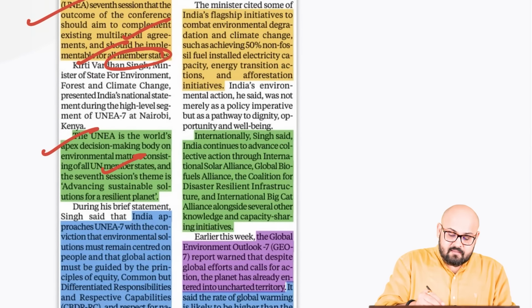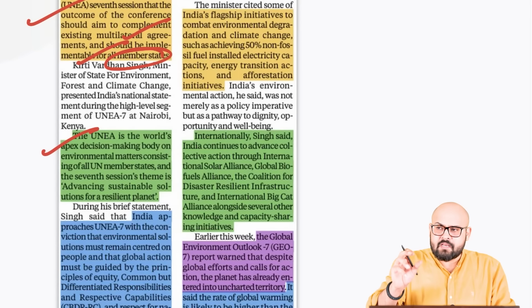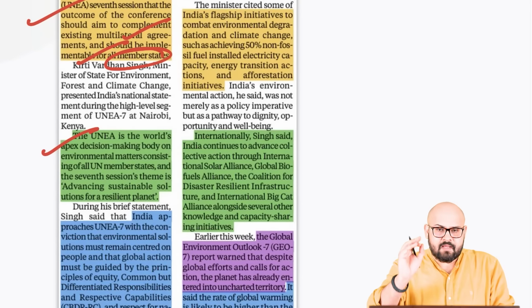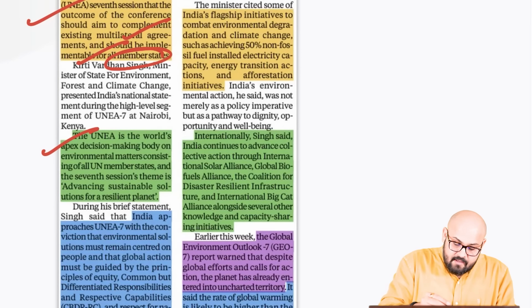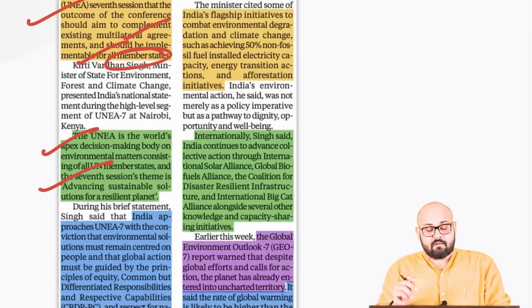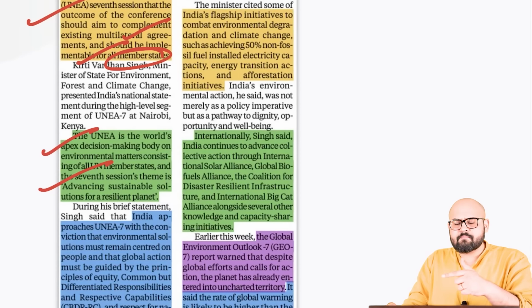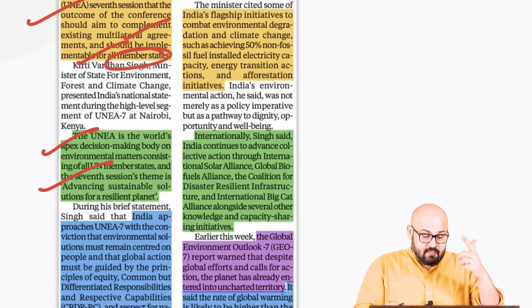So if there is a statement that the UNEA comprises of only some members of the UN, it's wrong. It comprises all the members of the United Nations. And the 7th session theme is Advancing Sustainable Solutions for a Resilient Planet. Note this particular theme because sometimes themes have also been asked.